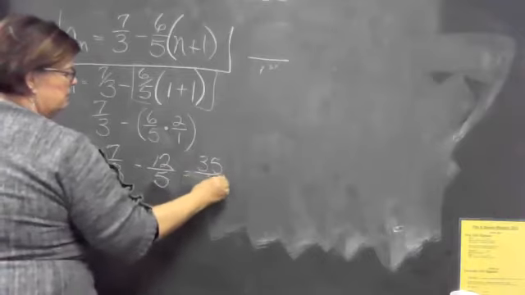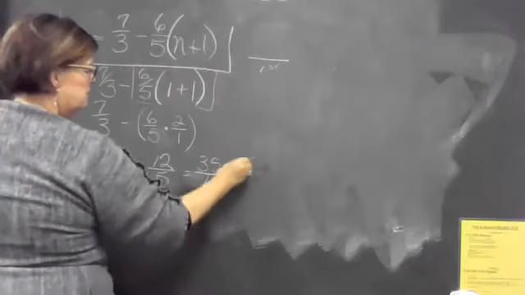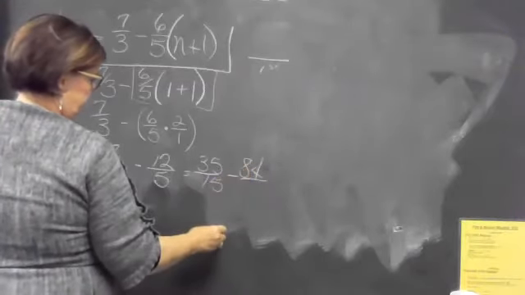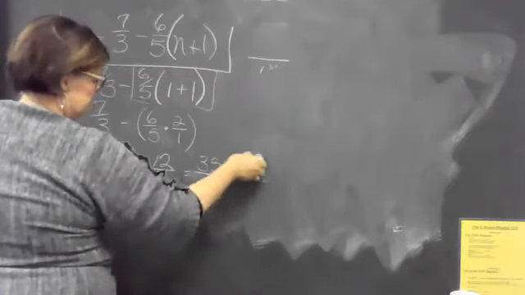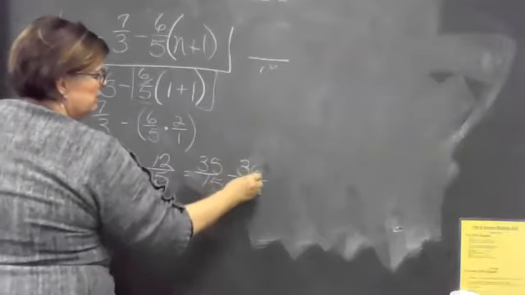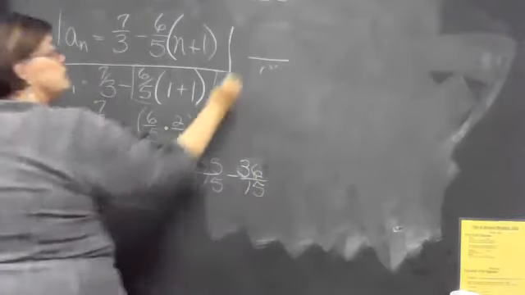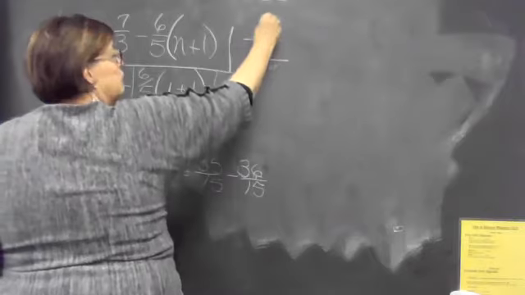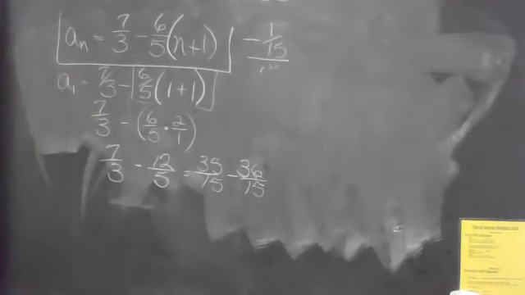35 over 15 minus 36 over 15. So the first one should be negative 1 over 15, but let's check that because I did everything in my head and that's scary. Why did we have to do the 6/5 first?